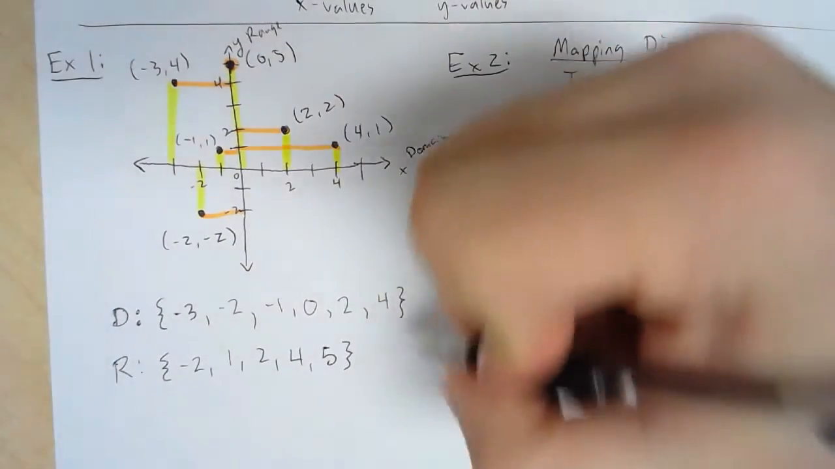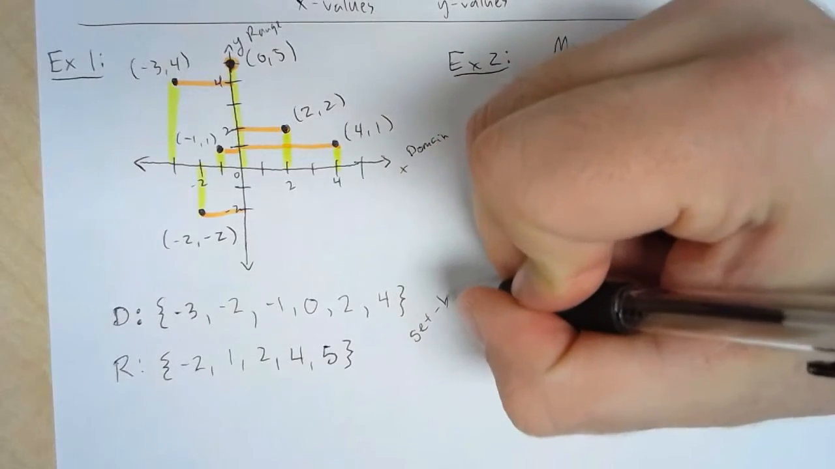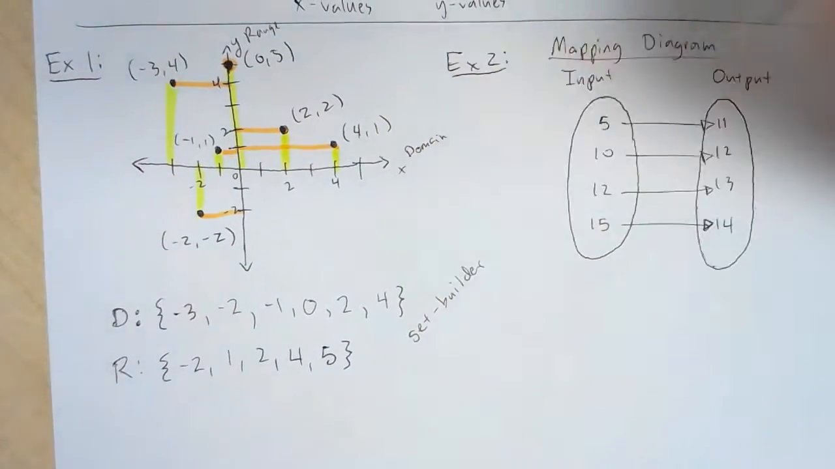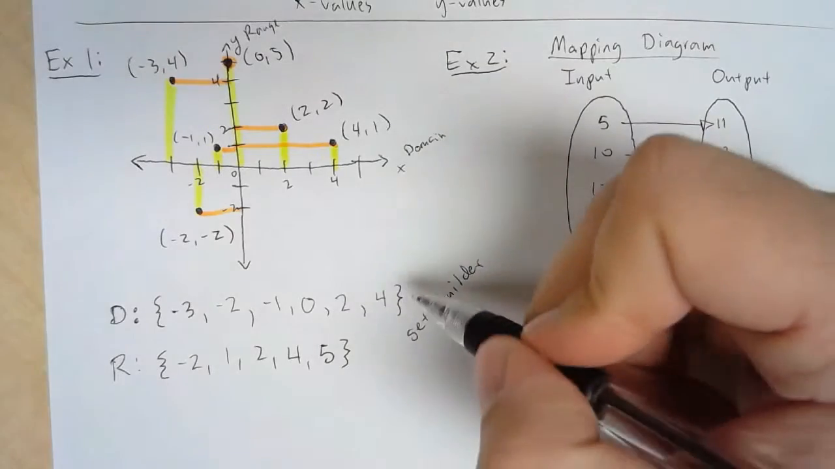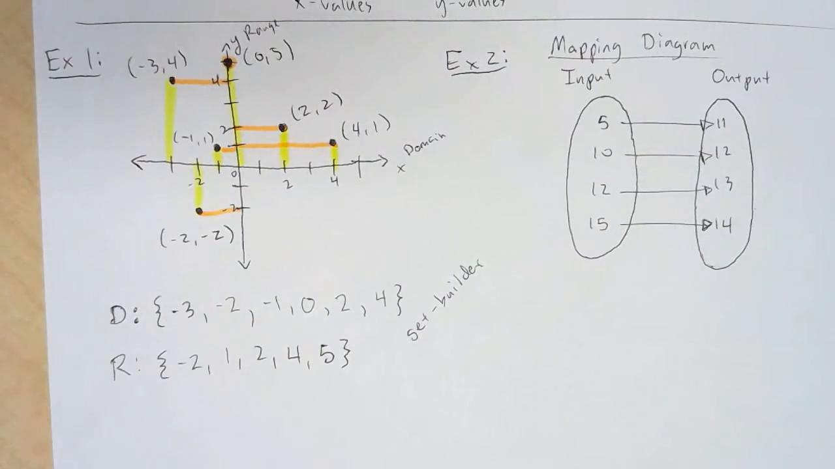I mean, this is set builder notation, like we talked about up here in our objectives, is written in this format, and it works really well for discrete functions.